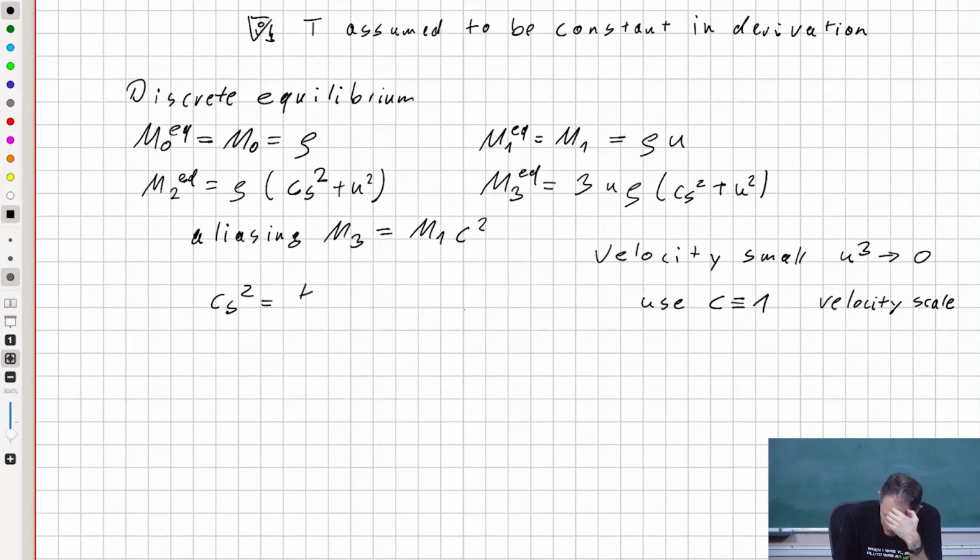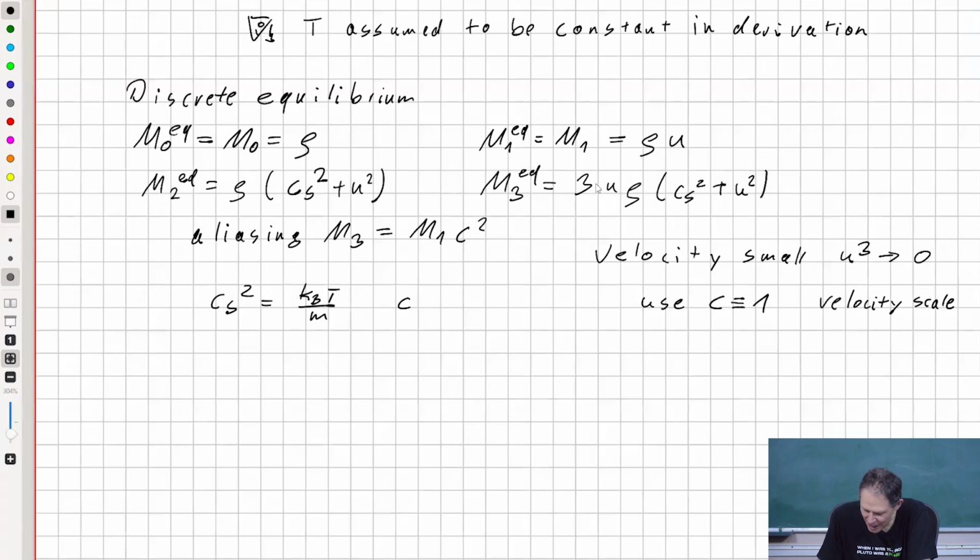I was just trying to write down that the speed of sound squared is k Boltzmann T by m. So, coming back to what we wanted to do, we somehow have to agree that we can make the velocity small enough that u cubed can be put to 0. There are also other ways of dealing with this, but we want to start with the simplest example that is possible. So we assume that u cubed is 0.